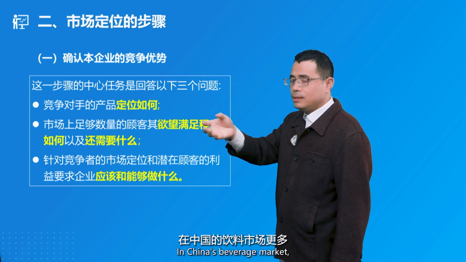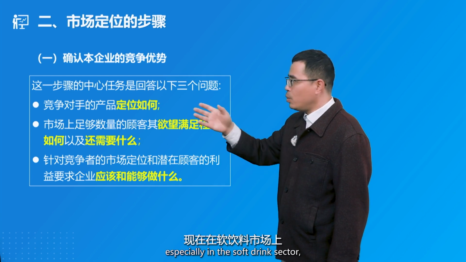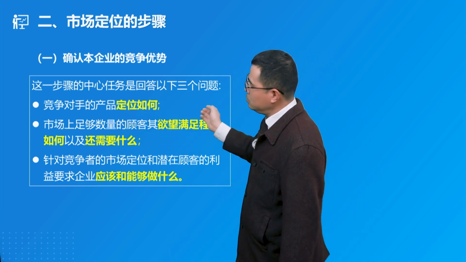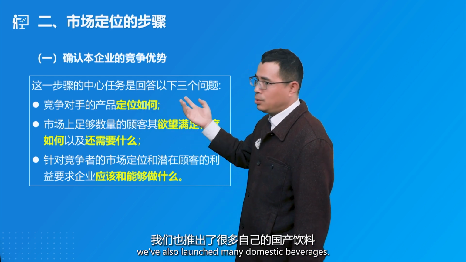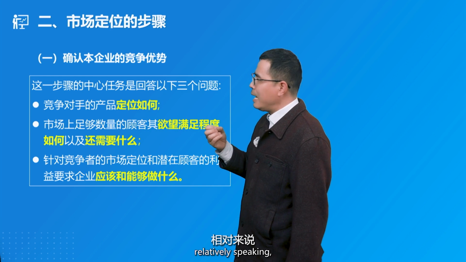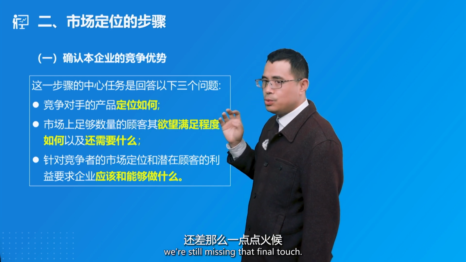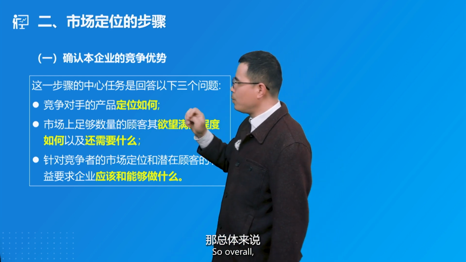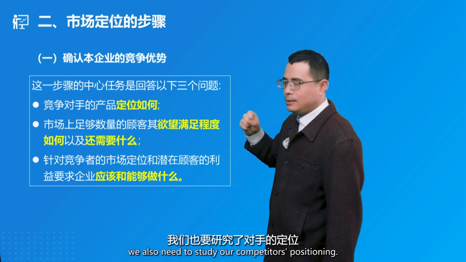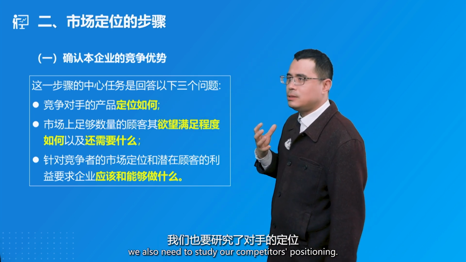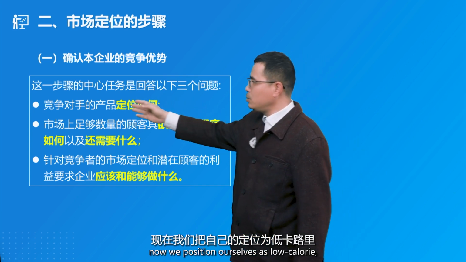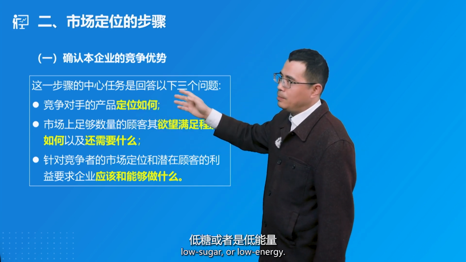In China's beverage market, especially in the soft drink sector, facing these 2 giants, we've also launched many domestic beverages. But as of now, relatively speaking, we are still missing that final touch. So overall, when our companies are conducting this positioning, we also need to study our competitors' positioning. For instance, now we position ourselves as low calorie, low sugar, or low energy.